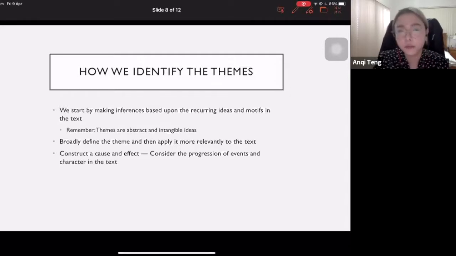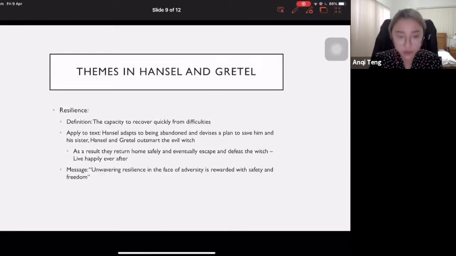So look at the before and the after of the particular characters and see how the actual events of the story influence that. All right, so let's do that for Hansel and Gretel now. We're going to look at resilience first. Google tells us that a broad definition of resilience is the capacity to recover quickly from difficulties. And I think that's very relevant to Hansel and Gretel.